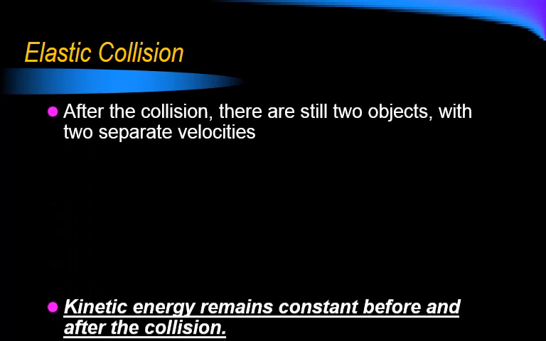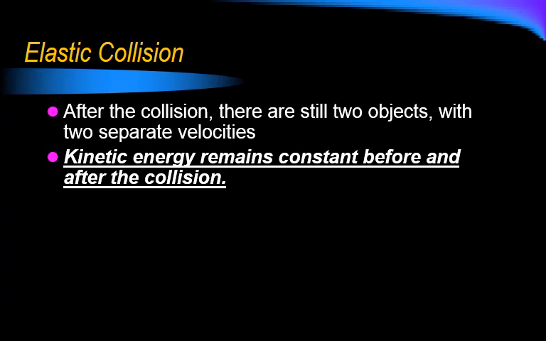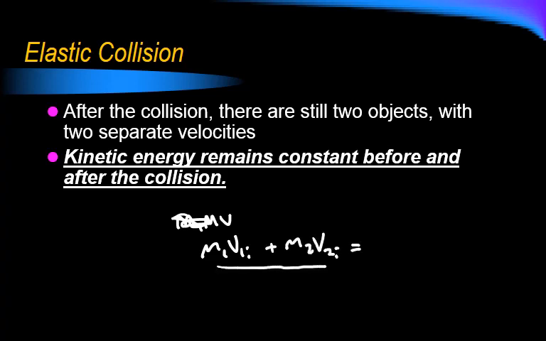Now remember, with elastic collisions, we know that momentum is conserved and energy is conserved, and so we add up all the energy before, add up all the energy afterward. Therefore, when we set these up, we know m1v1 initial plus m2v2 initial, all the initials, if we had 3 objects, we put 3, equals m1v1 final plus m2v2 final, and so on if we had 3.